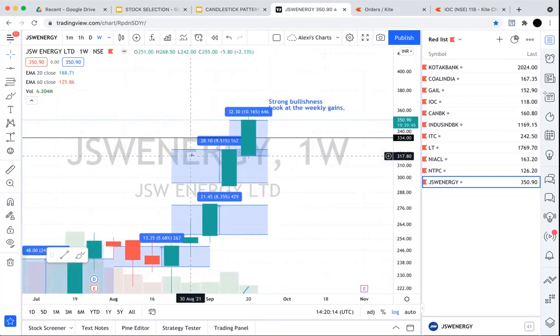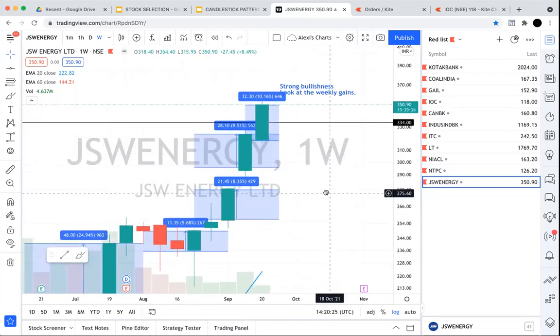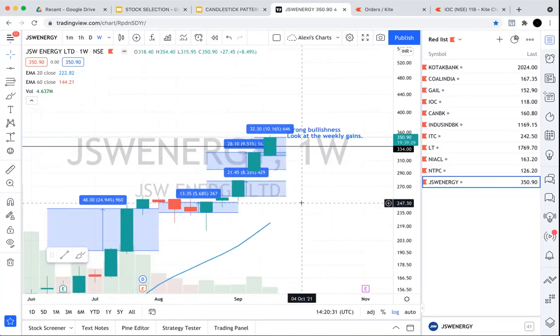Keep in mind, JSW Energy is one of those stocks that if you buy, you have to wait for about 3 days before you can sell. It has to go into the DMAT before you can sell. I don't know why they have it like that. There's some reason for it. In case any of you know what that reason might be, I really don't know. I haven't looked it up.